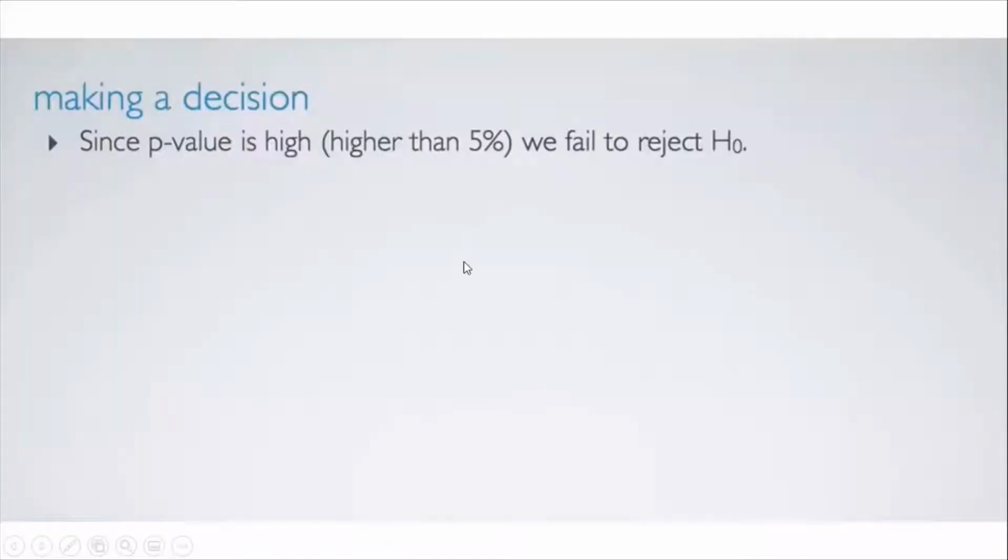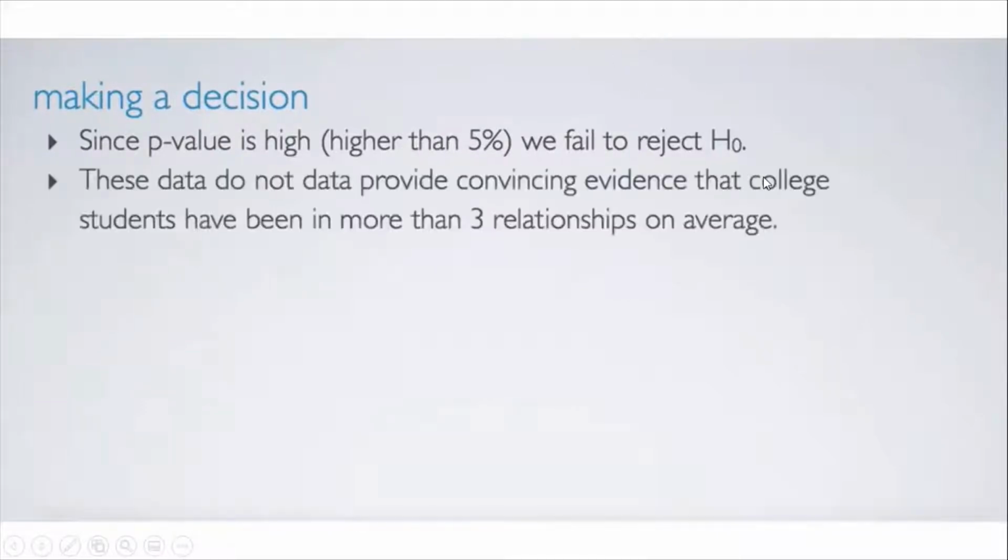Okay, so how do we make a decision? Basically, if the p-value is higher than the significance level, which is the opposite of the confidence level, 5%, then confidence is 95%. If the confidence level is 99%, then this will be 1%. So we fail to reject the null hypothesis.